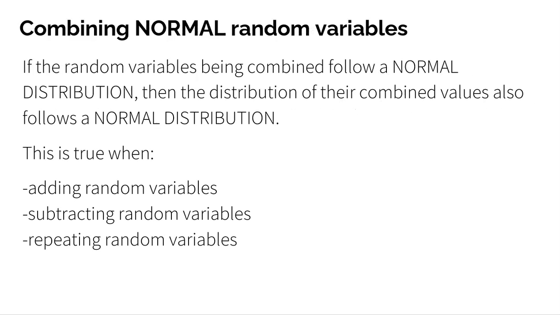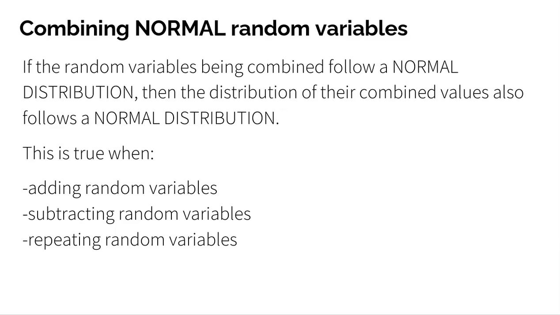Now, there are a couple of rules we've got to remember here. If the random variables being combined follow a normal distribution, then the distribution of their combined values also follows a normal distribution. This is awesome. So if the variables that we are combining both follow a normal distribution, then when we combine them to look at their total by adding them, or look at the difference by subtracting them, or if we repeatedly do one random variable, that total will also follow a normal distribution.